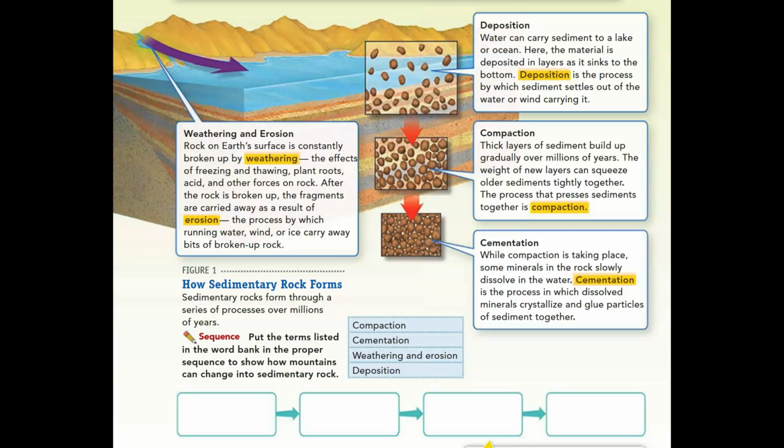We'll go and do that at the same time as I read these bubbles for you. So the first step, weathering and erosion. Rock on Earth's surface is constantly broken up by weathering, the effects of freezing and thawing, plant roots, acid, and other forces on rock. After the rock is broken up, the fragments are carried away as a result of erosion, the process by which running water, wind, or ice carry away bits of broken up rock.